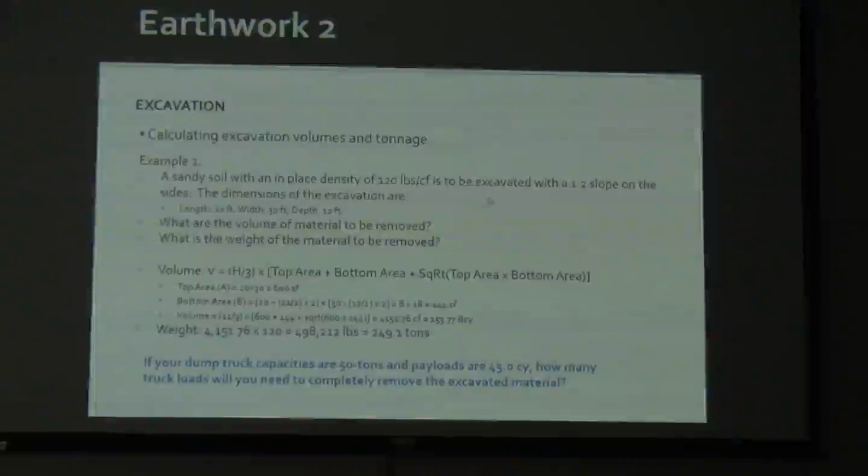Then the next question would be, if your dump truck capacities are 50 tons and payloads are 45 cubic yards, which would be the dump truck capacities, how many truckloads will you need to completely remove the excavated material? Well, of course, what you'll be looking at is volume, and this would be in loose cubic, here's bank cubic yards, and then the weight in tonnage. So take a moment and do that calculation. We can carry 50 tons, or we can carry 45 cubic yards. So which one would control here?